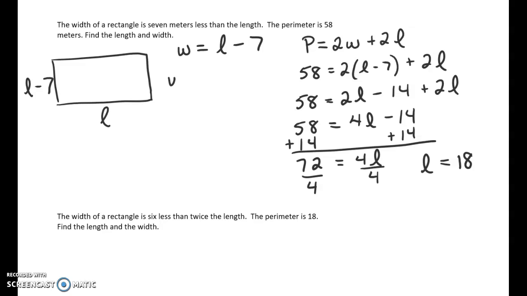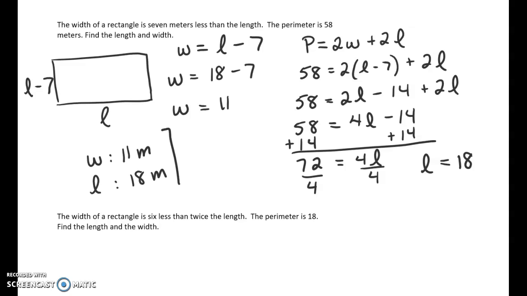Now you have to find the width. But the width is 7 less than the length. So 18 minus 7, or the width is 11. So somewhere you're going to write for your answer, the width is 11 meters, and the length is 18 meters. Something like that, so I know the width and the length.